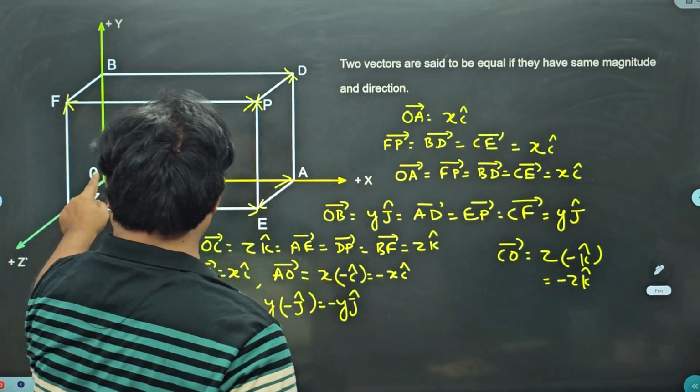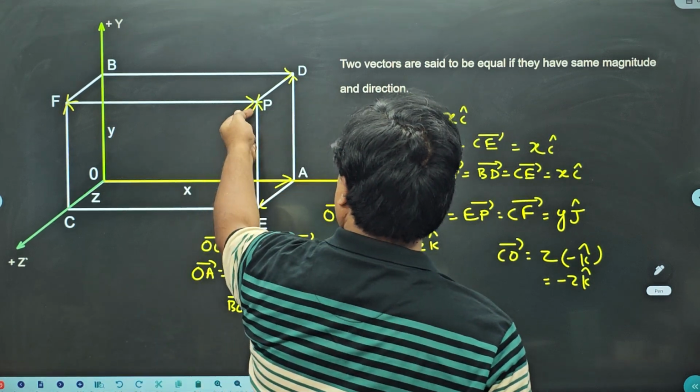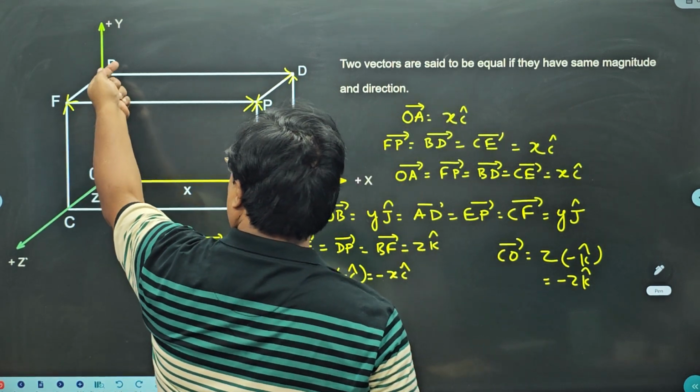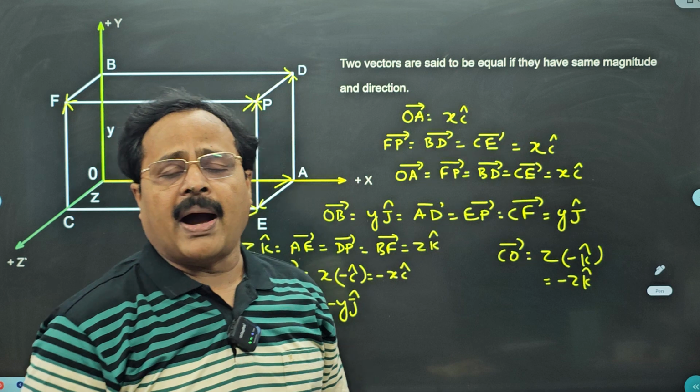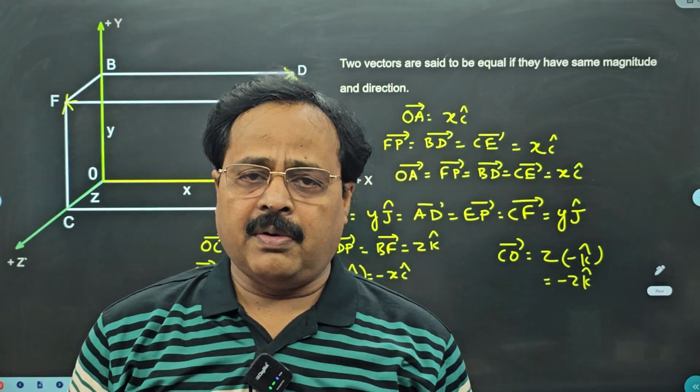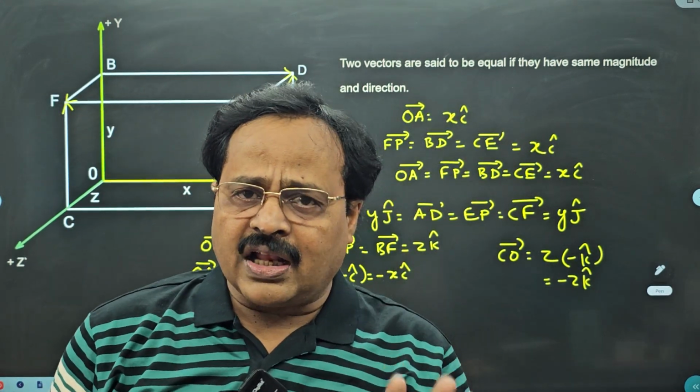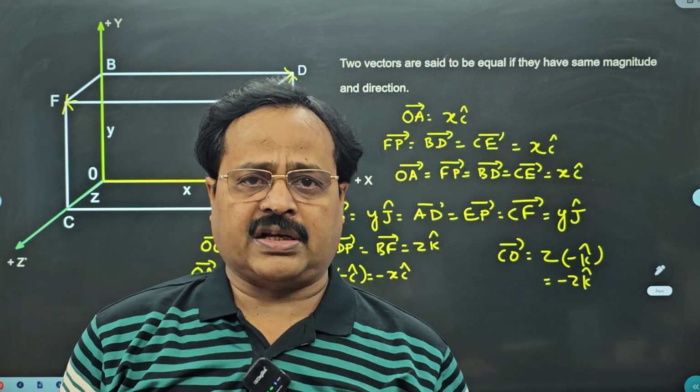Similarly, you can write CO vector is equal to EA vector is equal to PD vector is equal to FB vector, that is equal to minus zk cap. Now, we'll understand how to add two vectors.